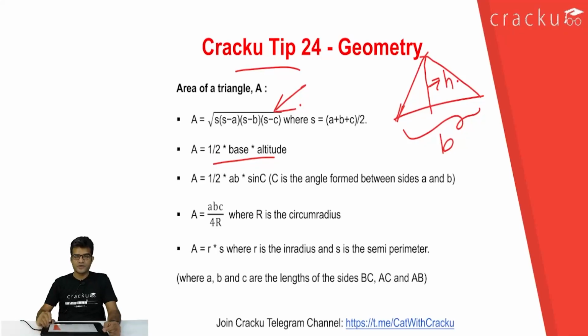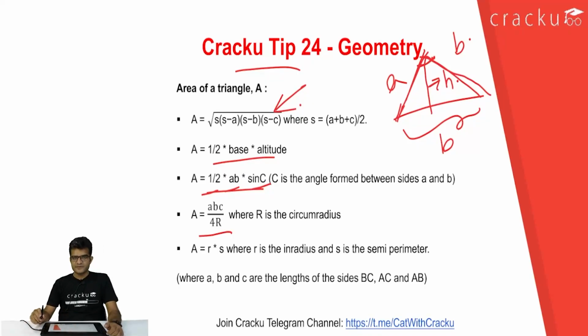Half into base into height is the area of a triangle. Similarly, it is equal to half into AB into sin C. That is, if you know the lengths of two sides and the angle enclosed between them, then just multiply the product of the two sides with the sine of the angle enclosed within them and multiply this with half. So this is half into AB into sin C, where C is the angle between A and B.